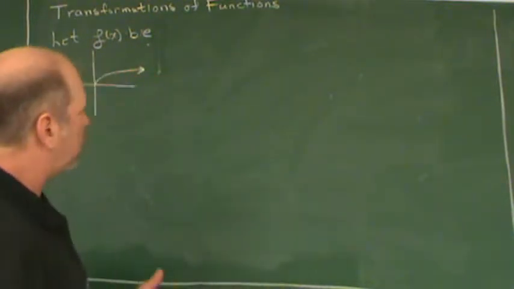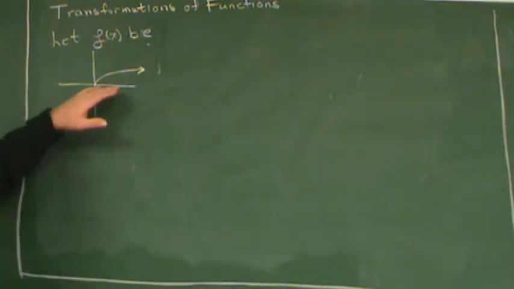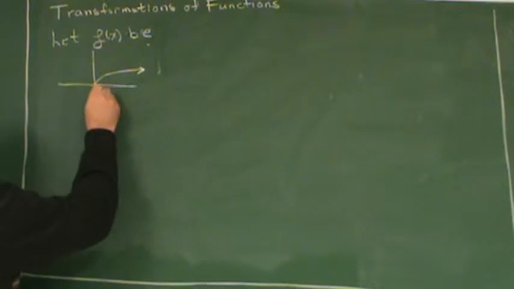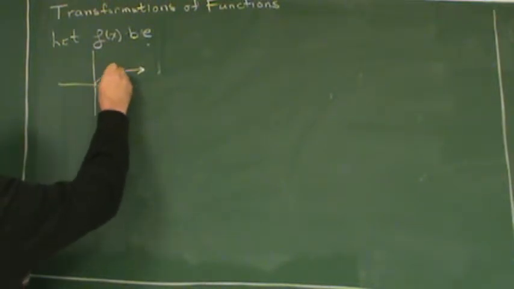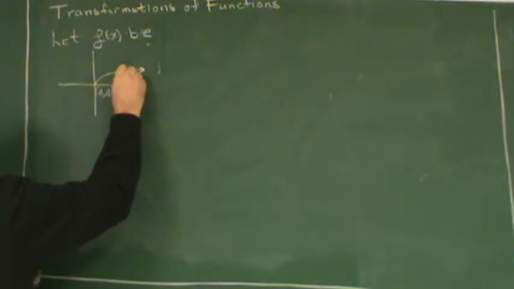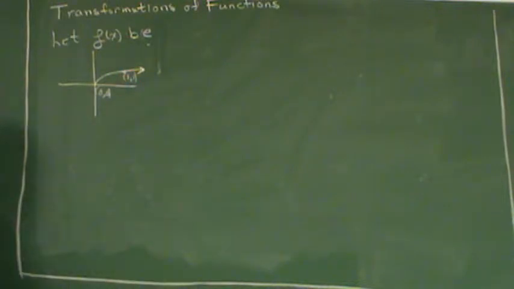On the board, I've drawn the graph of a very basic function, y equals the square root of x. We're going to say this is the point 0, 0, and we're going to say this is the point 1, 1. We're going to talk about some transformations with this function.